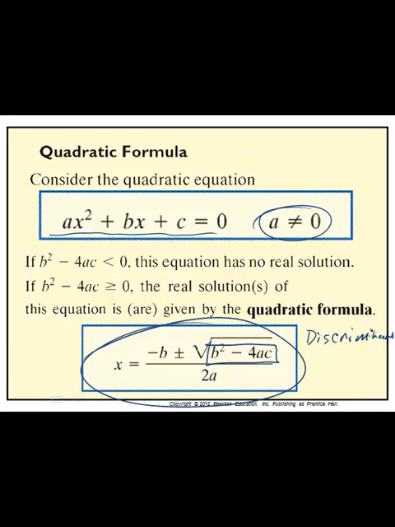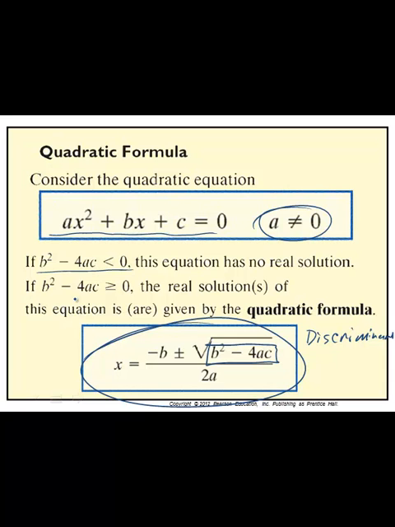The b squared minus 4ac is the discriminant. Now if b squared minus 4ac, the discriminant, is negative, well, can you take the square root of a negative number and still get real numbers? The answer is no. So what this is saying is that the discriminant is less than 0, which is the same thing as saying that your quadratic equation has no real solutions.